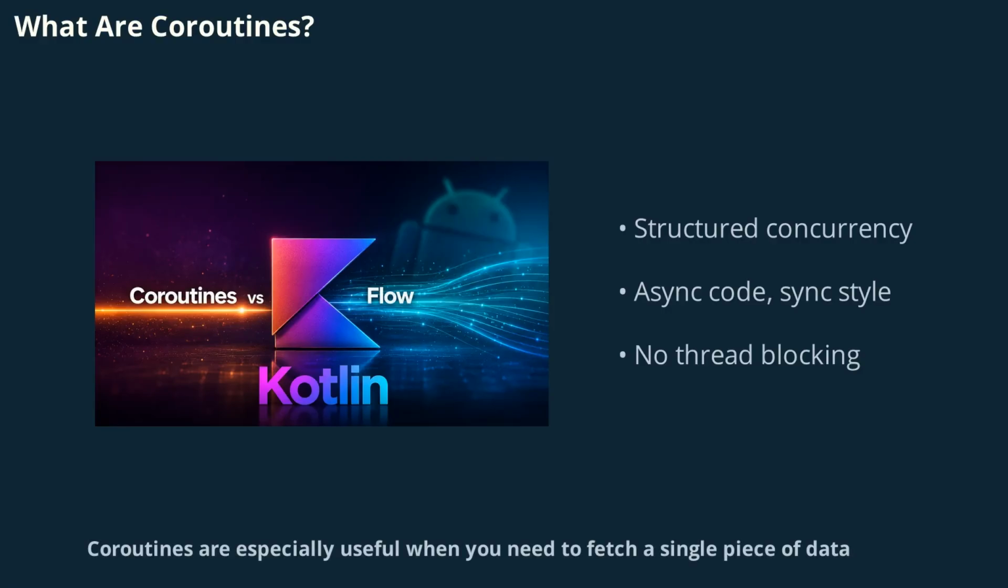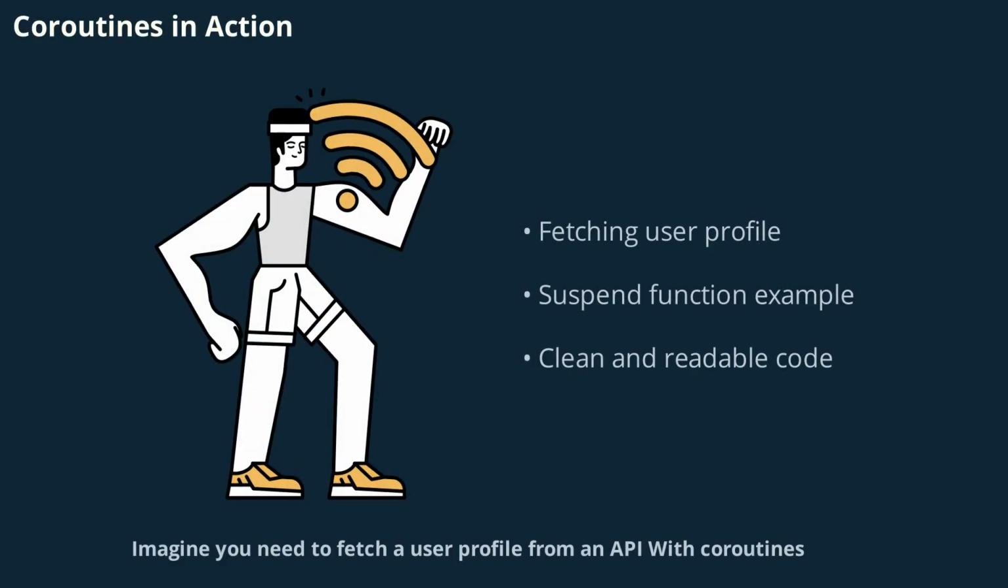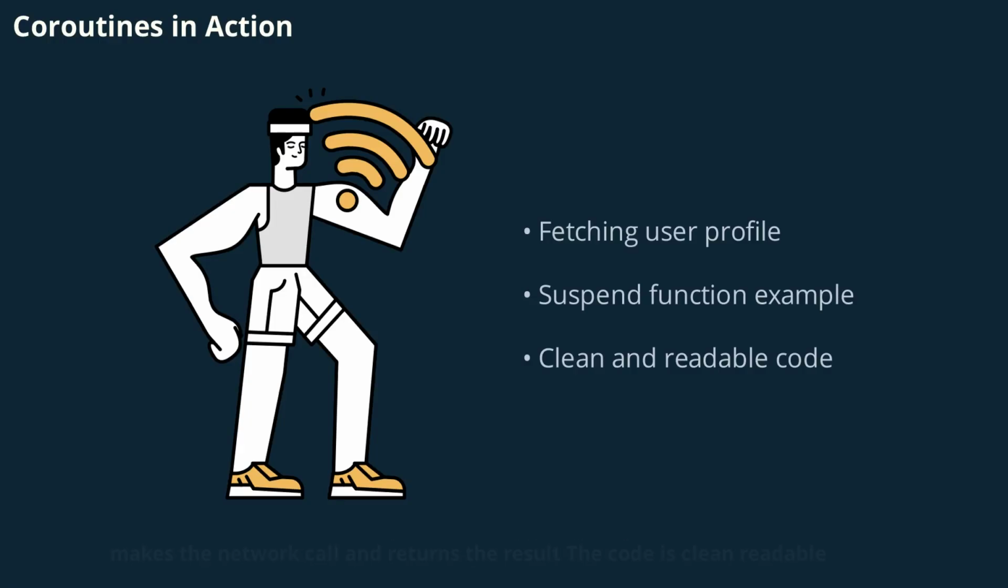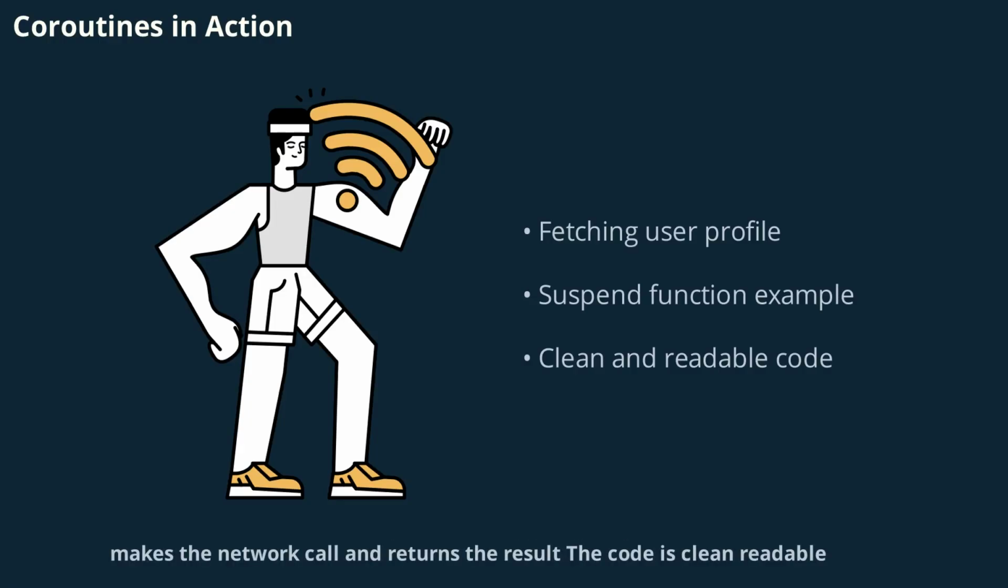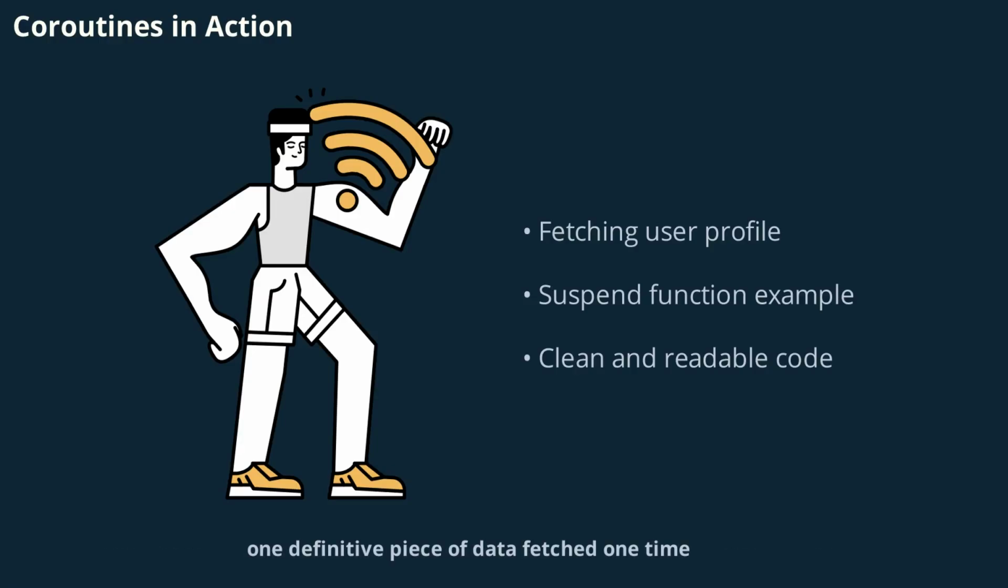Coroutines are especially useful when you need to fetch a single piece of data, such as an API response or a database write result. Imagine you need to fetch a user profile from an API. With coroutines, you can write a suspend function that makes the network call and returns the result. The code is clean, readable, and doesn't block the main thread. This is the ideal use case for coroutines: one definitive piece of data fetched one time. Whether it's an API response or a database operation, coroutines shine in these scenarios.